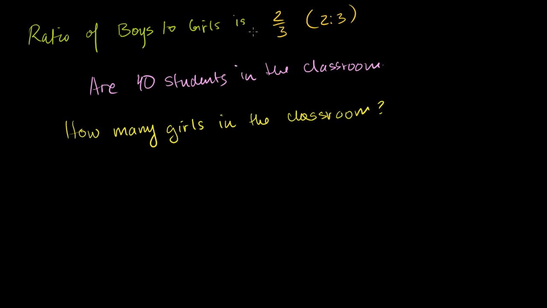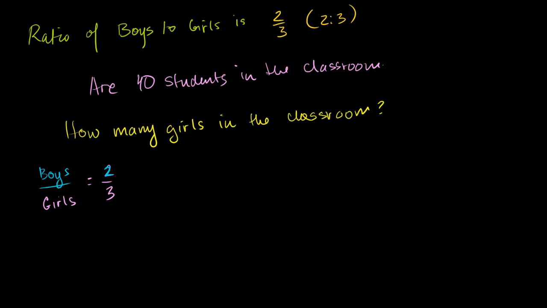So let's think about it this way. The ratio of boys to girls, I'll write it like this, boys, maybe I'll be stereotypical with the colors. The ratio of boys to girls is equal to 2 to 3. Hate to be so stereotypical, but it doesn't hurt. The ratio of boys to girls is 2 to 3. So this says for every 3 girls, there's 2 boys. For every 2 boys, there's 3 girls.